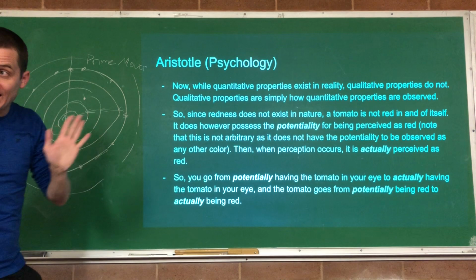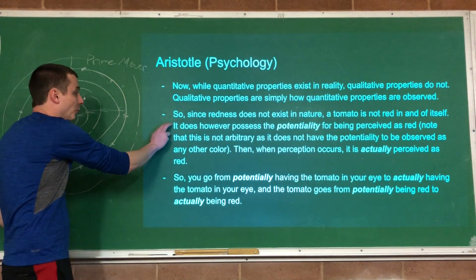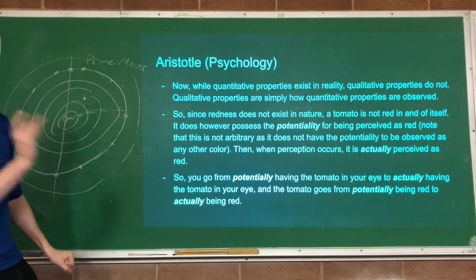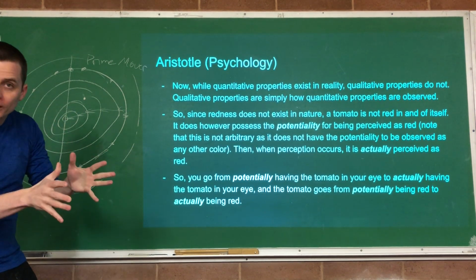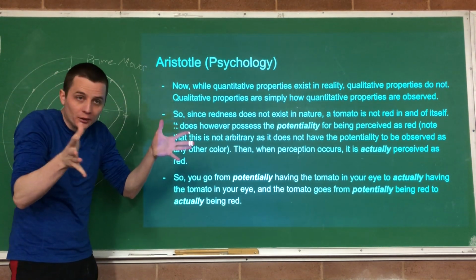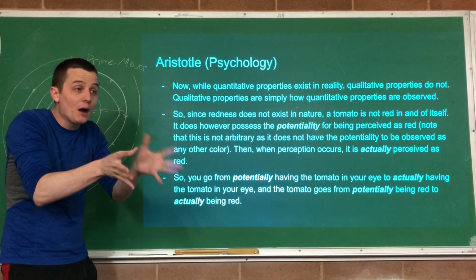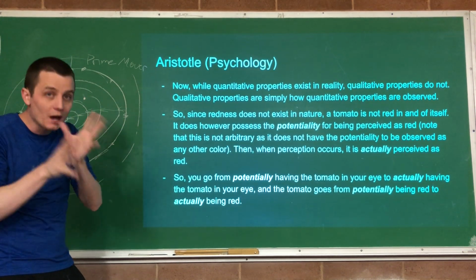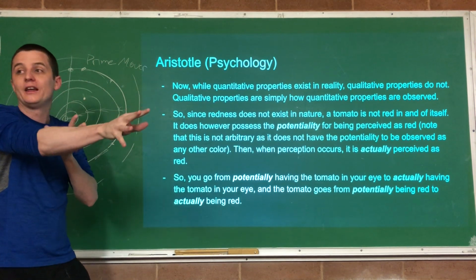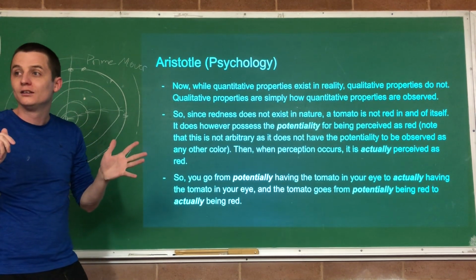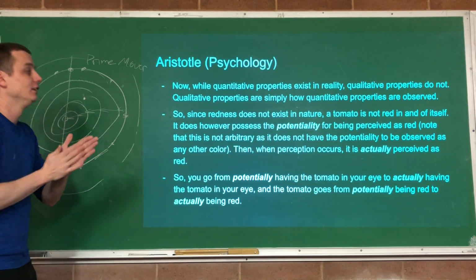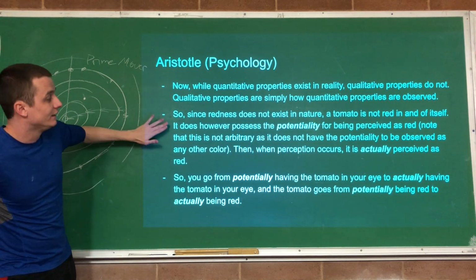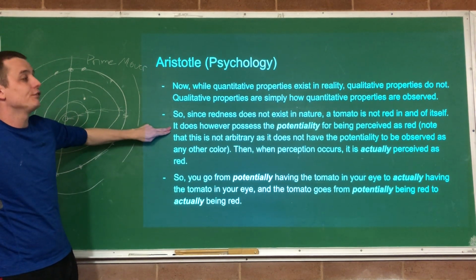So now, the change that happens in the object. So, since redness does not exist in nature, a tomato is not red in and of itself. A tomato is composed of matter that happens to appear red to a human observer. Light happens to bounce off a tomato in such a way that it produces redness in the human eye. Does that make sense? Yeah. Okay, that makes sense, and I think we're good. So, a tomato is not red in and of itself. It does, however, possess the potentiality for being perceived as red.